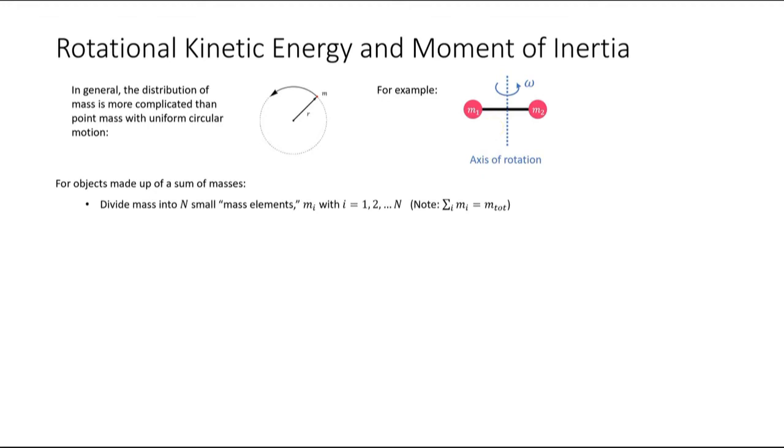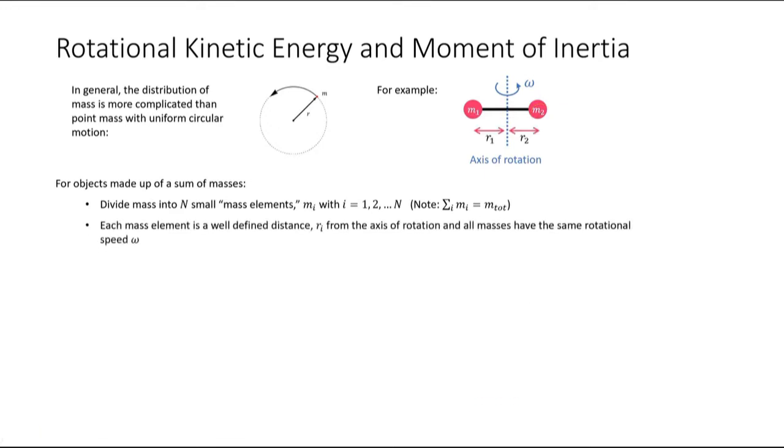Our individual mass elements, we call them m sub i, where i is an integer value from 1 up to the total number of mass elements that you're dividing your object up into. In this case, we would just have n equals 2. We just have two mass elements, or two balls on the end of the dumbbell. So one of them has mass m1, the other has mass m2. So i in the first case is 1, i in the second case is 2, and the total mass of the object is just the sum of these two masses, m1 plus m2.